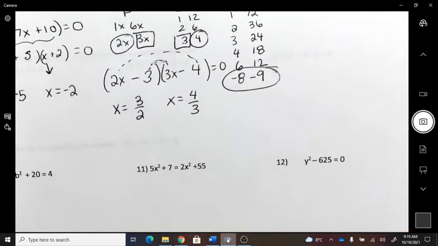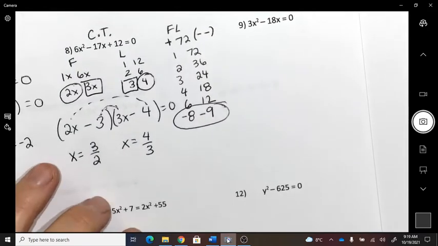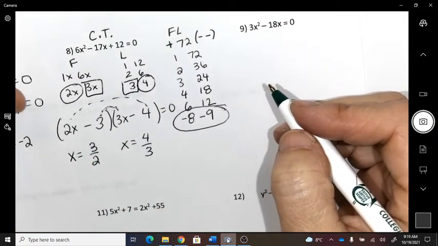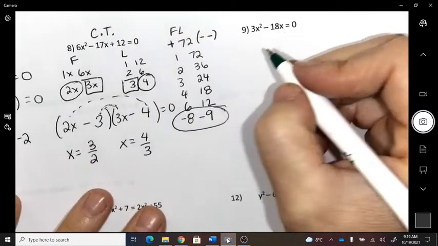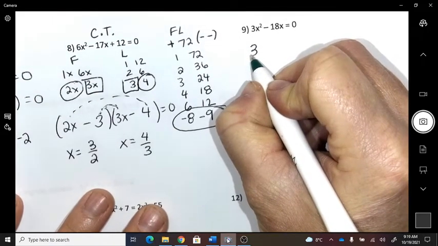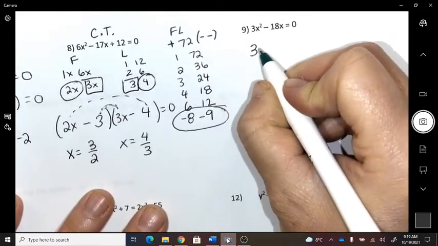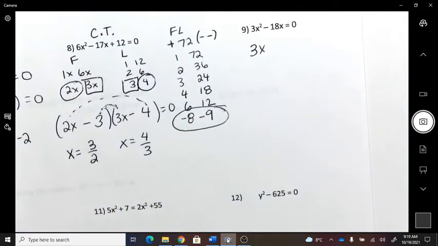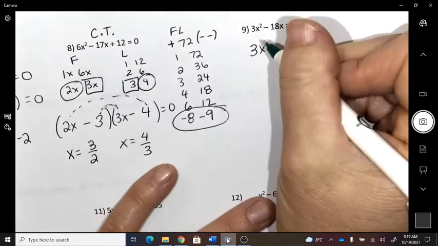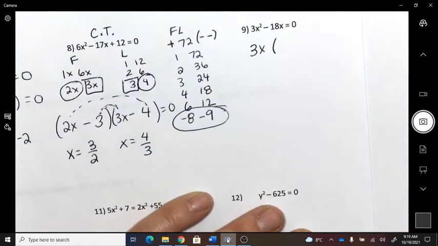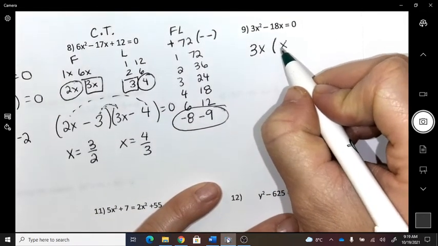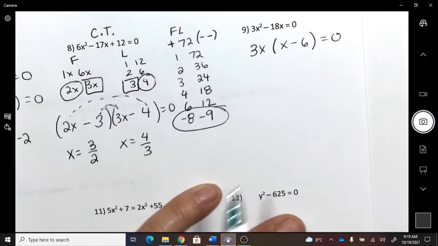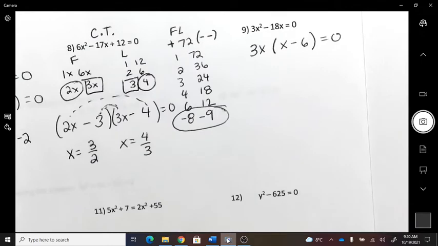Okay, number 9. What do you want to do? GCF. A 3 is divisible out of there, and an x, right? Everything has a 3 and an x that you would be able to divide by. So then I'm left with an x and a negative 6.